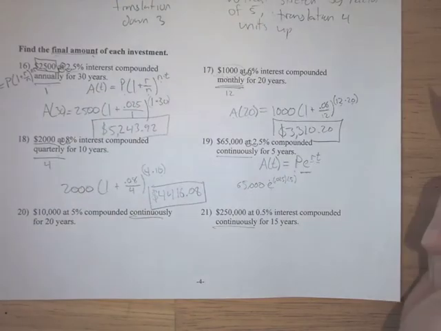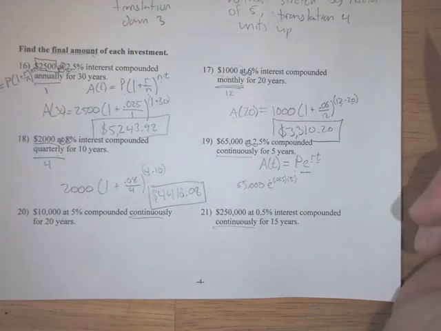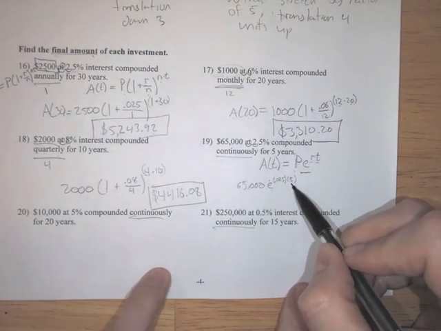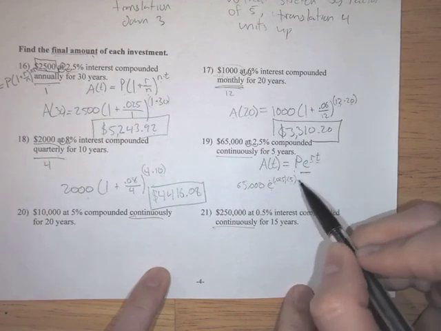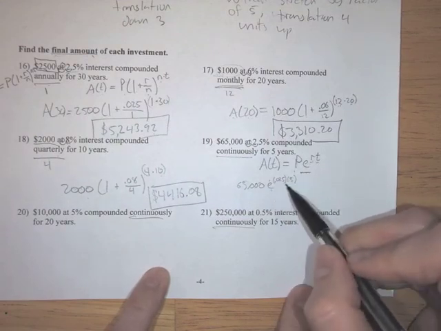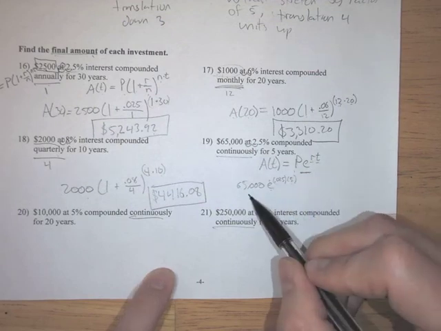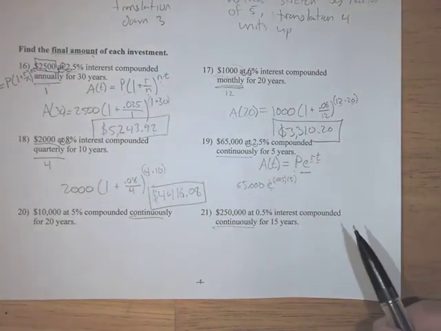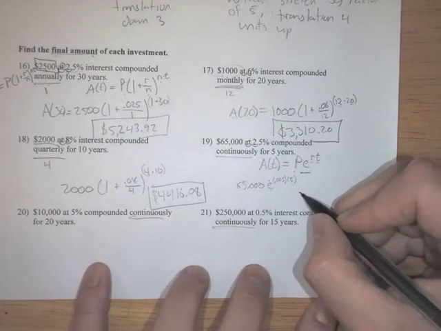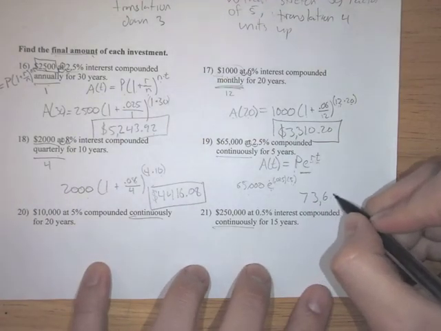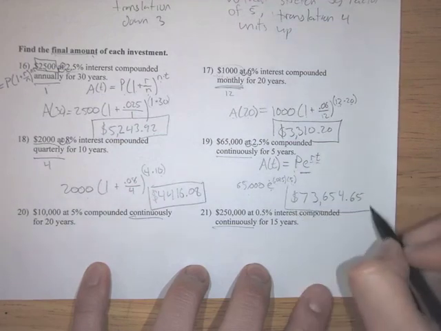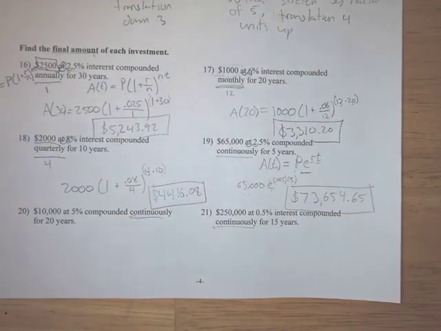Okay? So if it was me, and I was doing this one step at a time in the calculator, I would say I need to do 0.025 times 5 first to figure out what I get there. And then I take e to that power, whatever that number was. And then that's going to come out kind of gross. I'm going to multiply that number by 65,000, and that will give me how much money I have at the end of these 5 years. So that is going to give you $73,654.65.